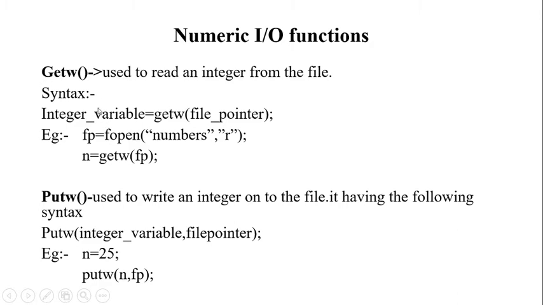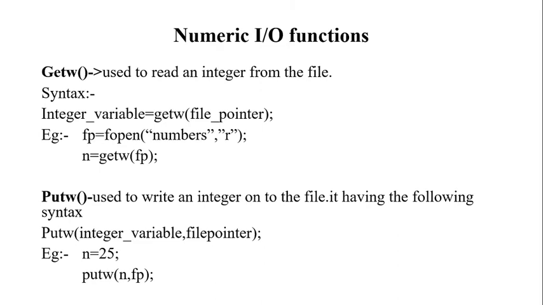So how can we apply getw in the code? Integer variable = getw(file pointer). That means this file pointer is pointing to a particular file, and we can read a particular number from that file and assign it to this integer variable. So fp = fopen("numbers", "r"). That means here numbers is a file and we are opening that file in read mode, and after that I'm giving n = getw(fp). So this fp pointer pointing to this numbers file will read one integer number from this numbers file and assign it to this variable n.